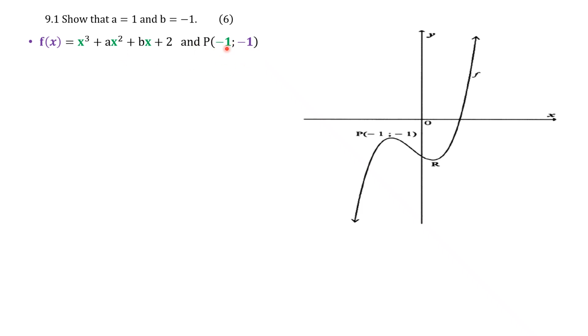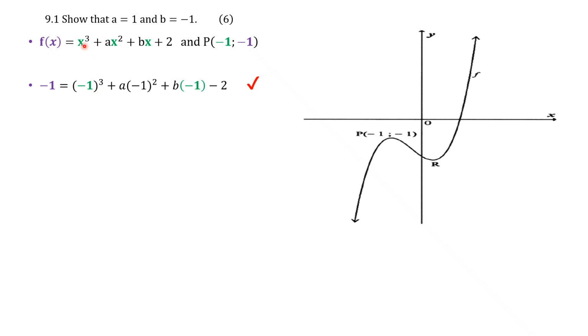So now to get minus 1, we're first going to find the first derivative here and use the minus 1 to create the equation. Right, so I'm not going to go with the first derivative, I'm going with the original equation. So minus 1 goes in there in the place of x, and minus 1 goes in place of y.